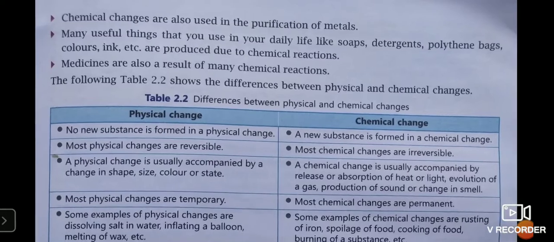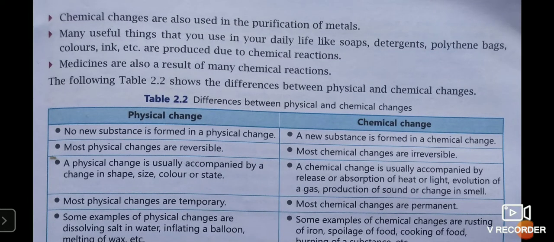Chemical changes are also used in purification of metals. Many useful things that you see in your daily life, like soap, detergent, polythene bags, color, ink, etc., are produced due to chemical reactions. Medicines, which are produced in companies, are also the result of many chemical reactions.